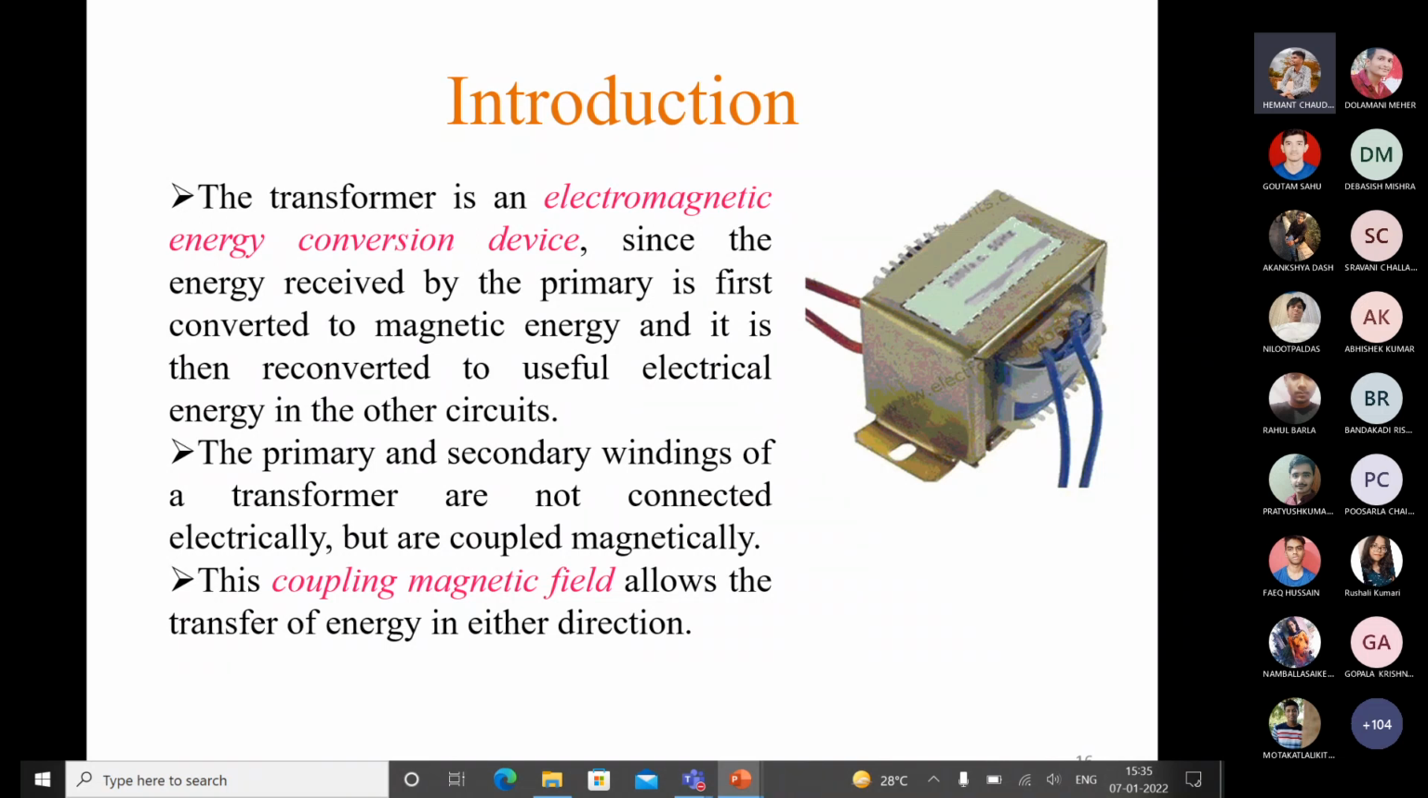Suppose we are considering this transformer which is an isolated transformer, that means it is not connected to any electrical circuit, neither to a source nor to any electrical load. In that case, we are not able to identify which one is the primary winding and which one is the secondary winding.